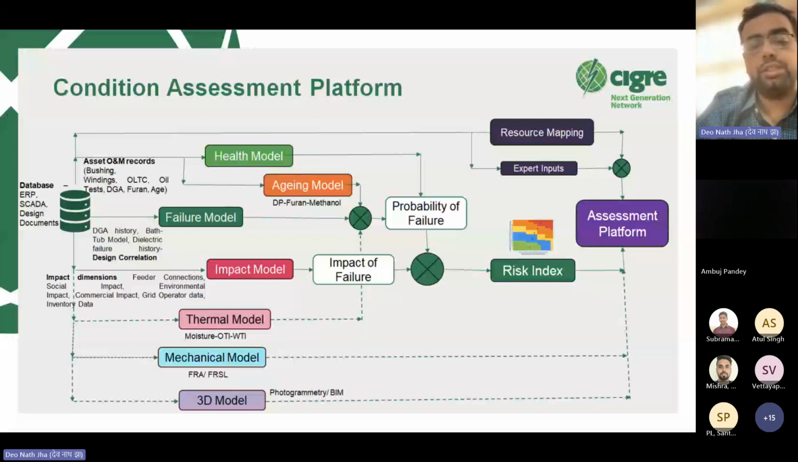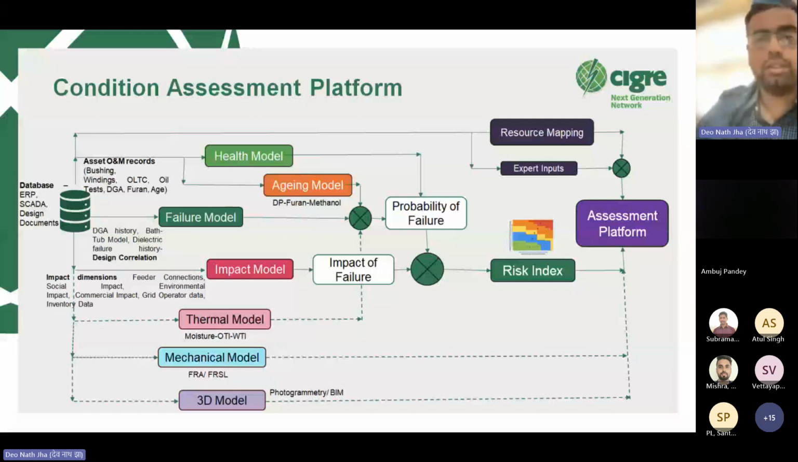And then we can also make a 3D model of the transformer. If it is a new transformer, we can utilize its BIM model, or if it is an old transformer which is already commissioned, we can utilize photogrammetry to create a metaverse of the transformer. And we utilize this along with the data driven models to formulate a digital twin.